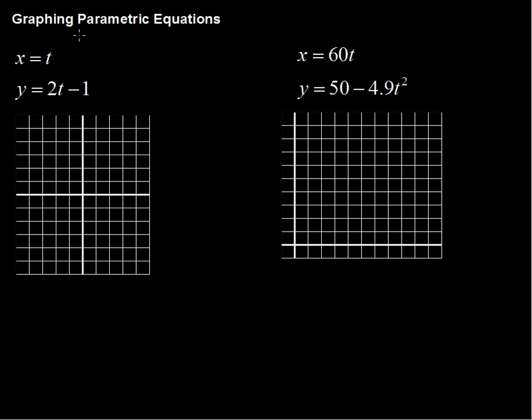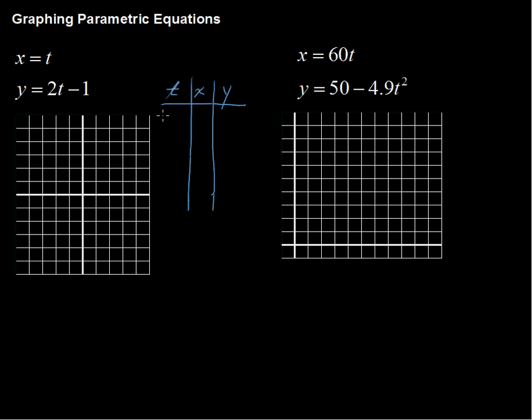In this video, we'll graph a few sets of parametric equations. Our first set is x equals t and y equals 2t minus 1. And to graph this, we could just make a table of values. So at time t, what are the coordinates x and y? Because these coordinates of x and y are defined by t, not on each other, but just on t.